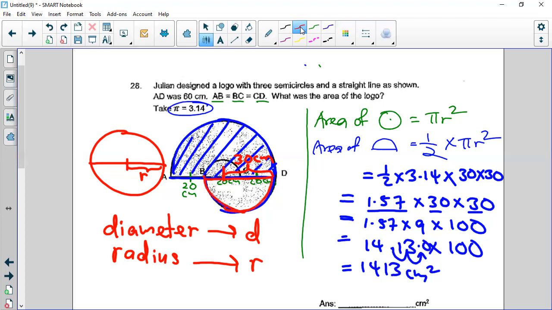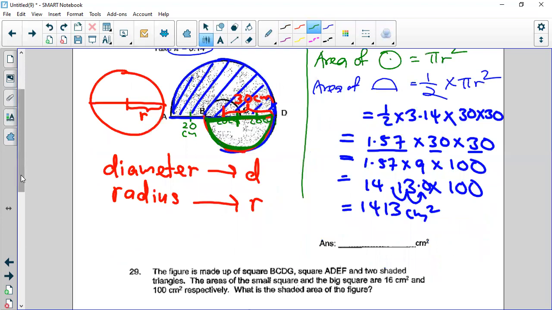How do you find the other smaller semicircle? You will need to know the radius. Let me use a green color. So this is the semicircle. You cut the diameter into half. How long is the radius? Which is 20. If you look carefully, the radius of the green semicircle is 20. Semicircle means half, so half times pi r square. What is your pi? 3.14. What is your radius? 20 times 20.